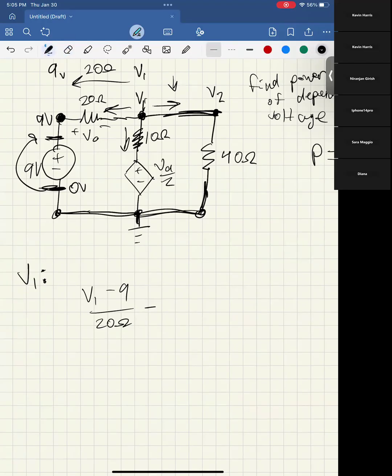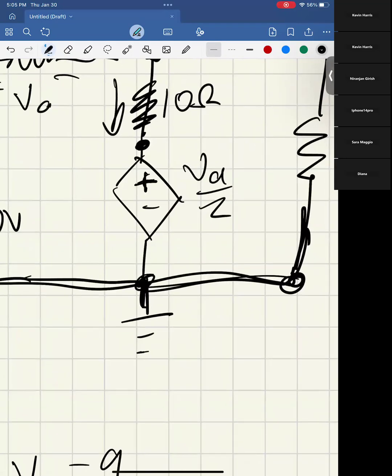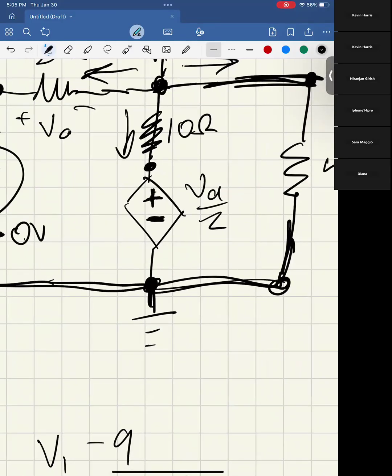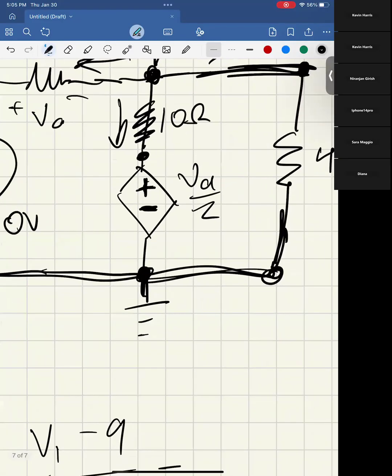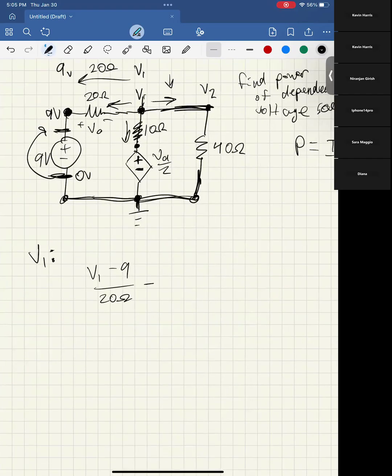Then moving on, this is a similar thing. This is a dependent voltage source. You can tell because it has the little plus and minus in it. And again, we know there's 0 volts there, and then there's going to be VA over 2 volts there. We don't know what VA over 2 is yet, but that's okay. So again, we're going to say V1 minus VA over 2, over 10, and this should be a plus, because it's going out.